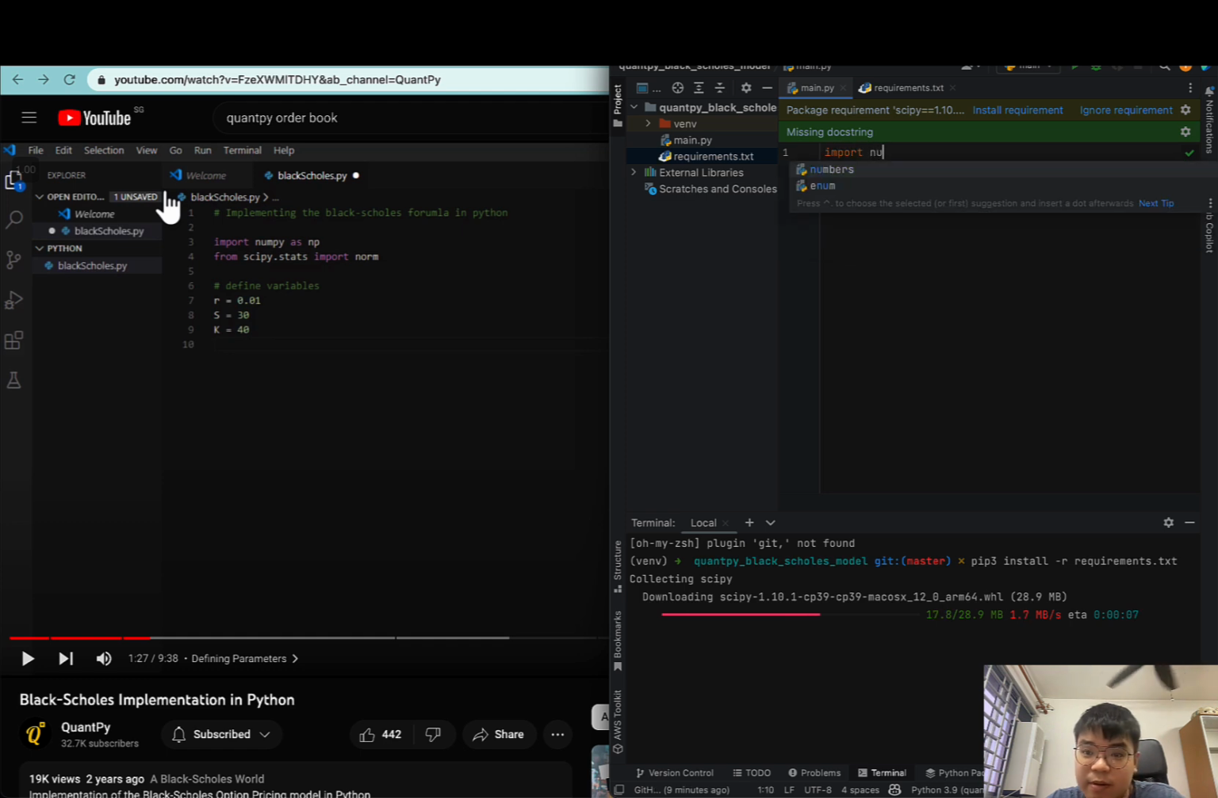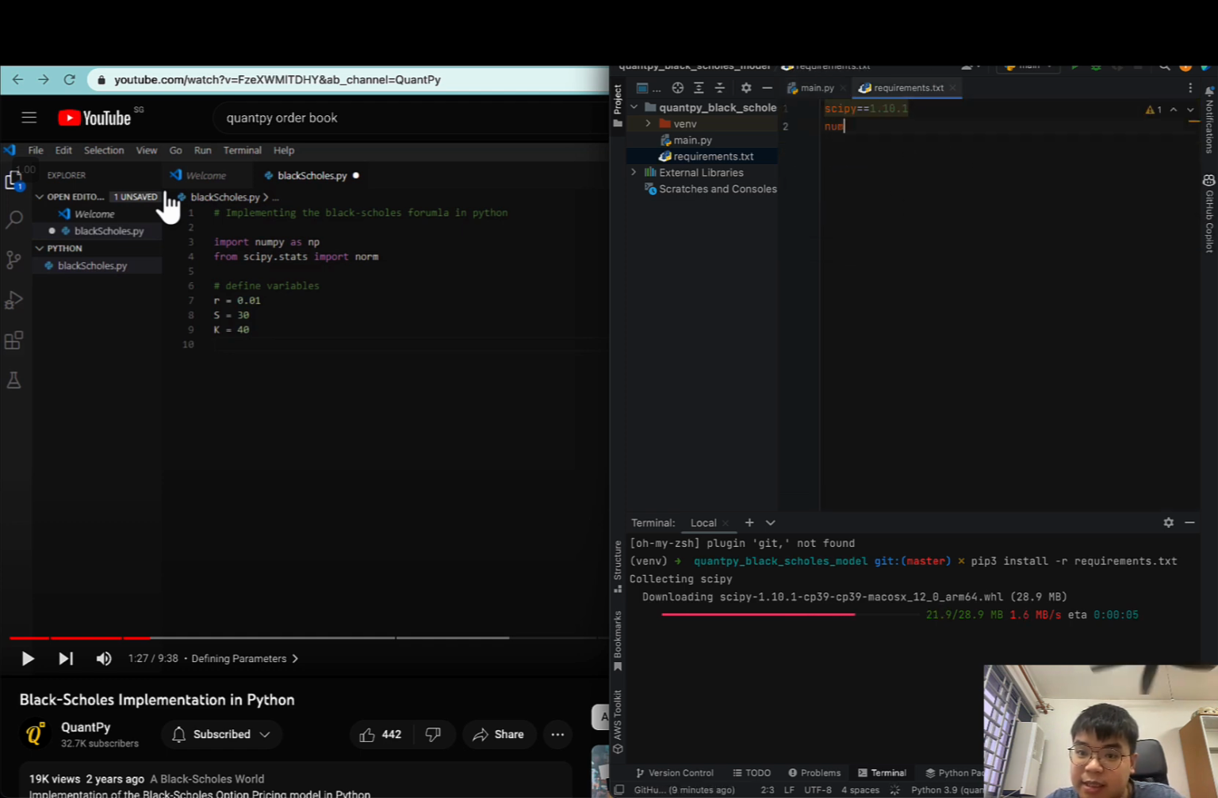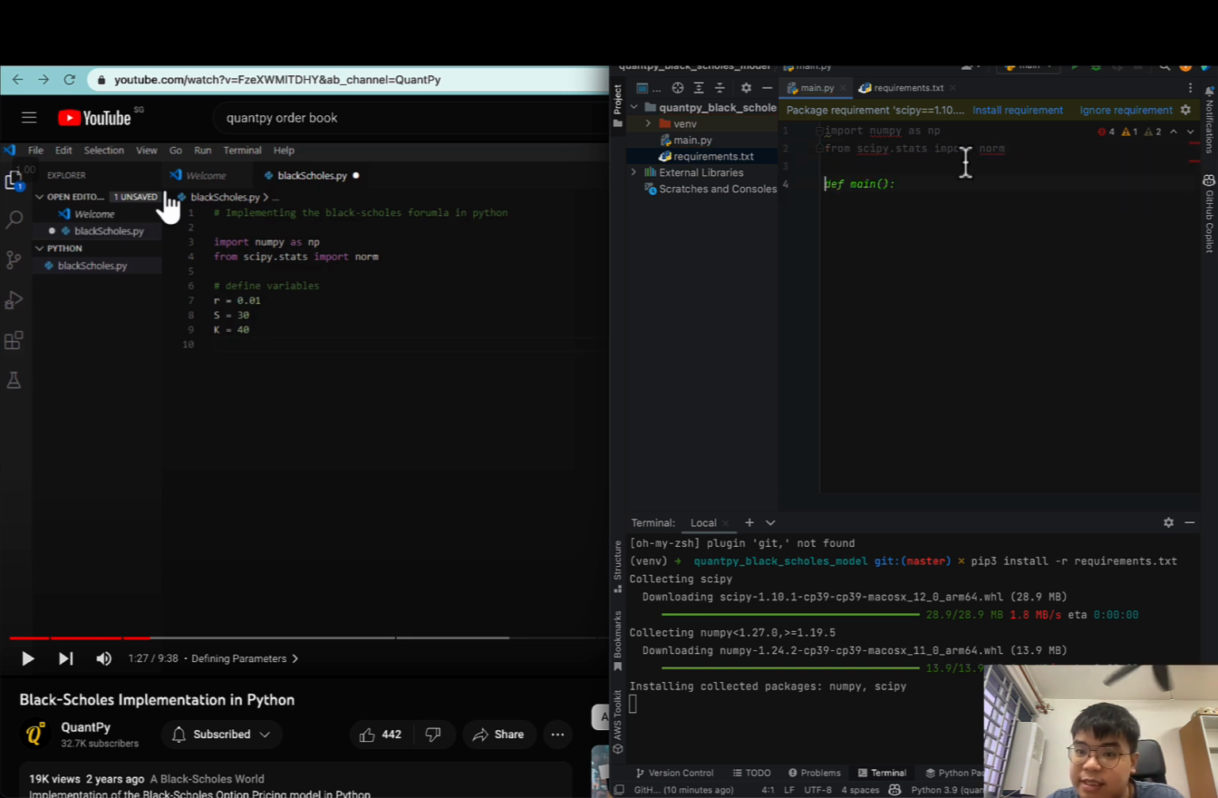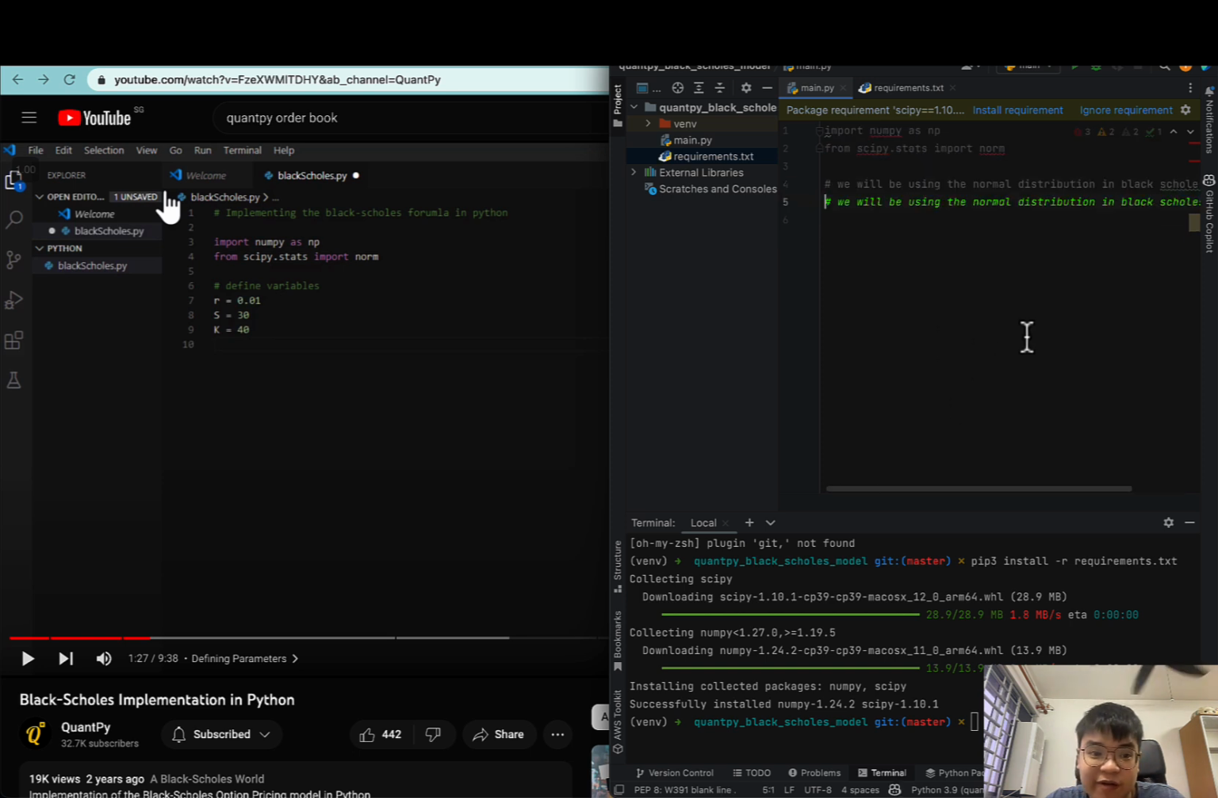So let's import, oh yes, of course, we need NumPy. So I'll have to run this command again in a bit. So import NumPy as np. From scipy.stats import norm. So in this case, we'll be using the normal distribution in the Black-Scholes model. So I'm not too sure which variant Jonathon here is going to use, but it's okay, we'll figure that out in a bit.